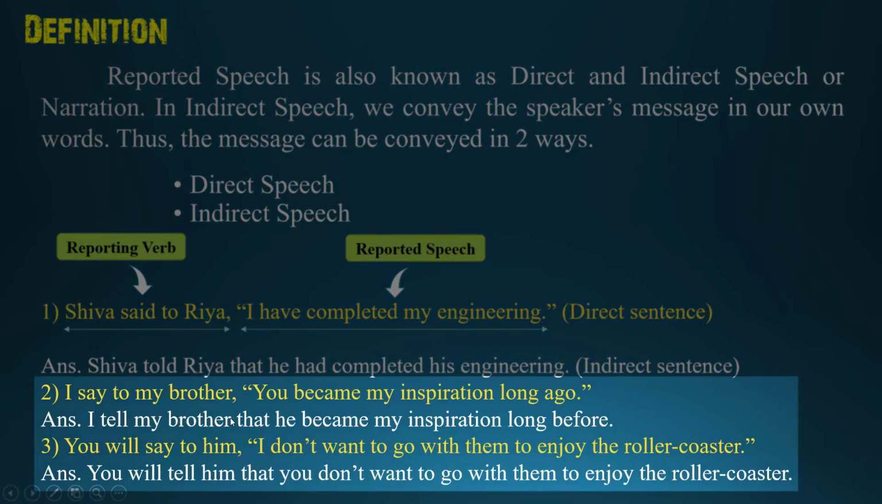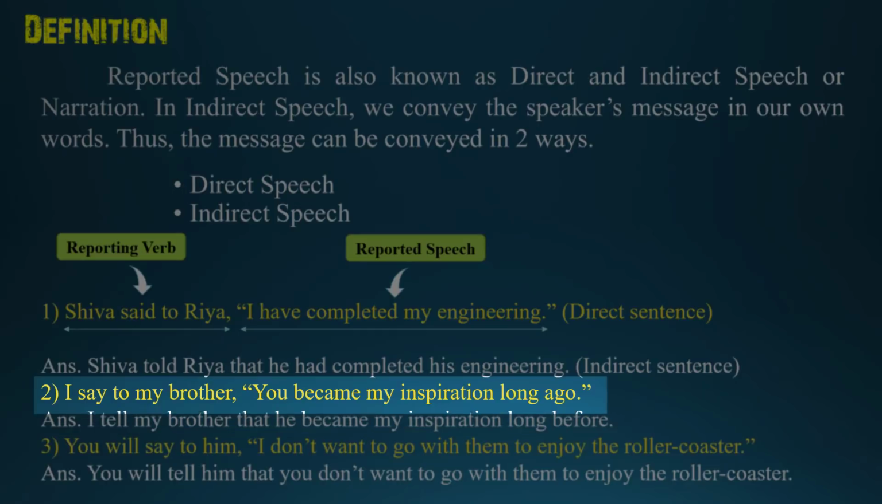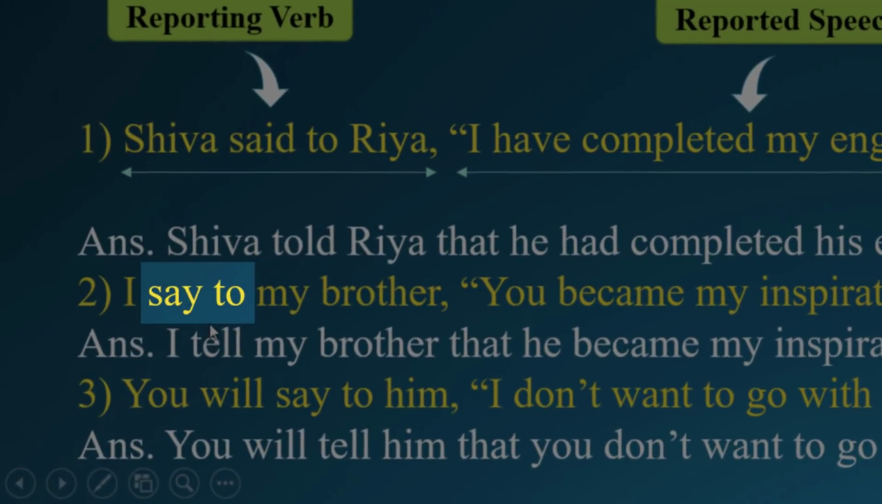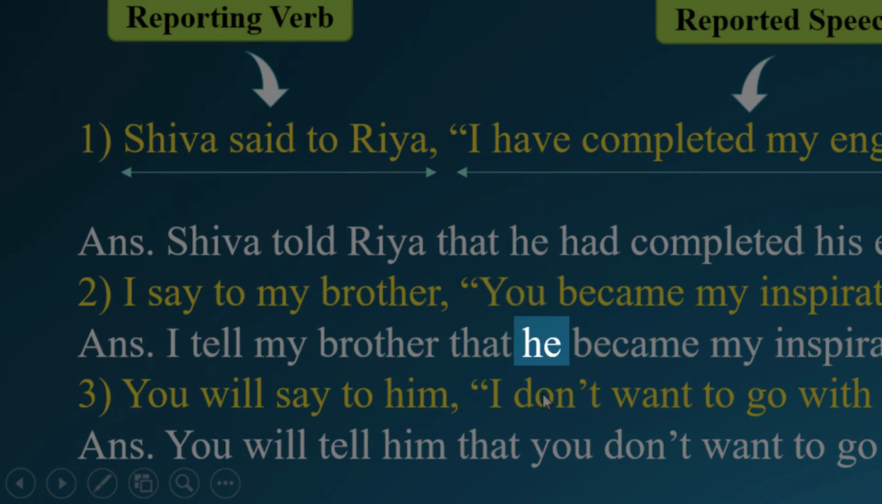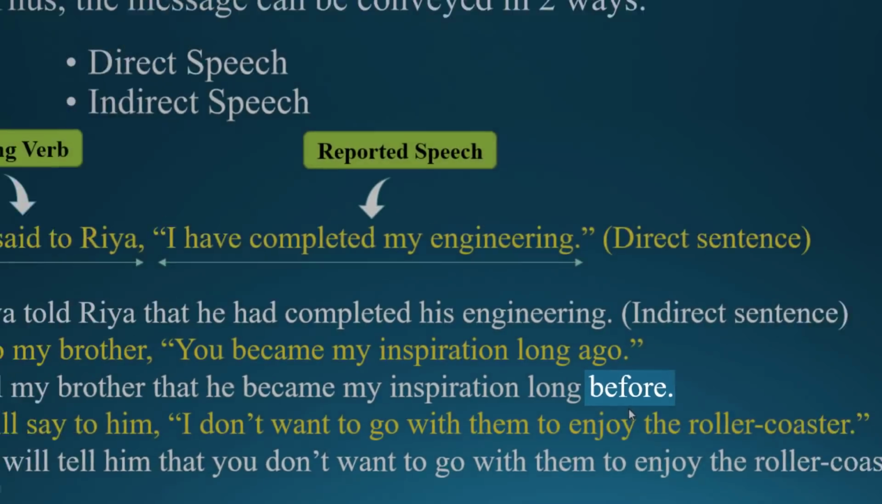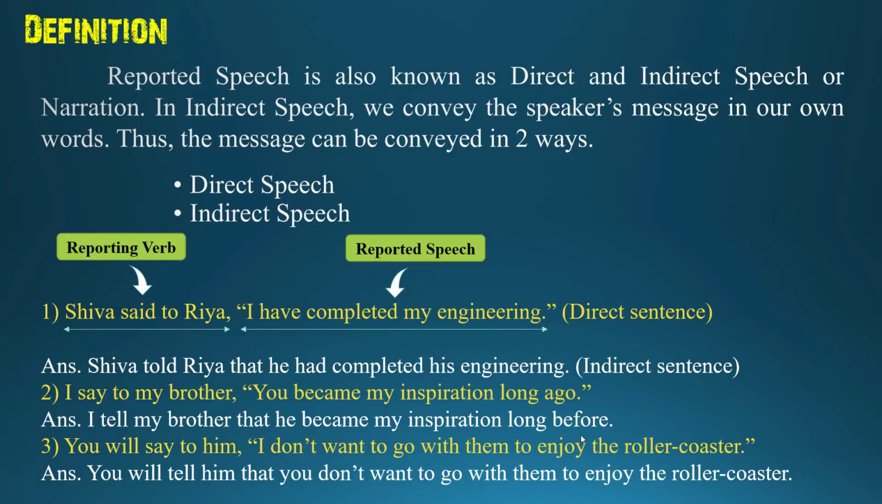Another two examples are for your study. See here, I say to my brother, "You became my inspiration long ago." So say to changes into tell. Again, we add a connective, that is that, and then we make some other changes, like you into he, ago into before. Now you must be confused how these changes occurred in the sentence. So let's talk about the rules of reported speech.